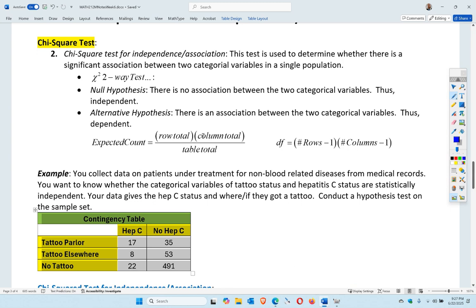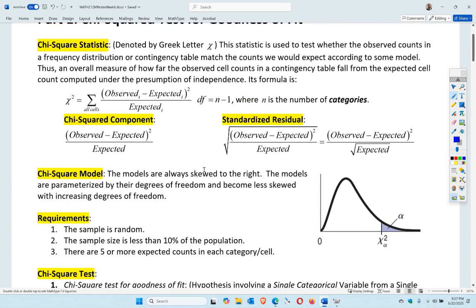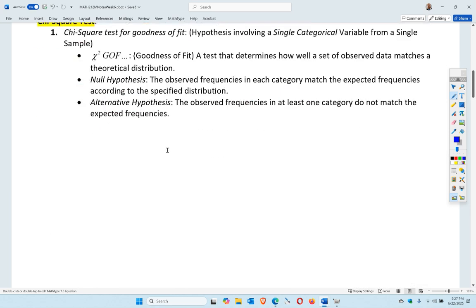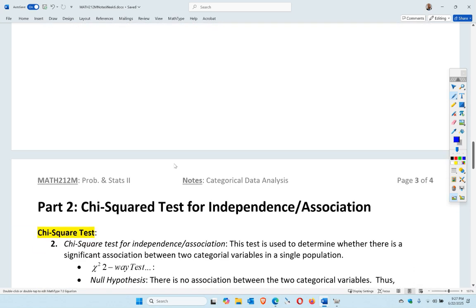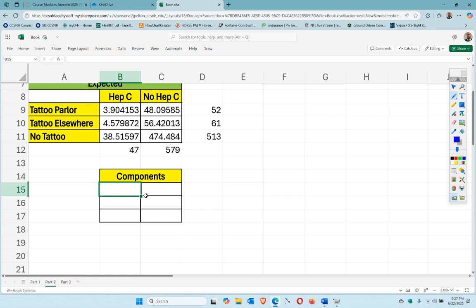Has it changed? No. The expected is different, and the degrees of freedom is different. But if I go back, the basic chi-squared is still the same, right? Observed minus expected squared over expected. Add them all up, you get the chi-squared. Right? So that doesn't change for any of the 3 tests. Or 2.